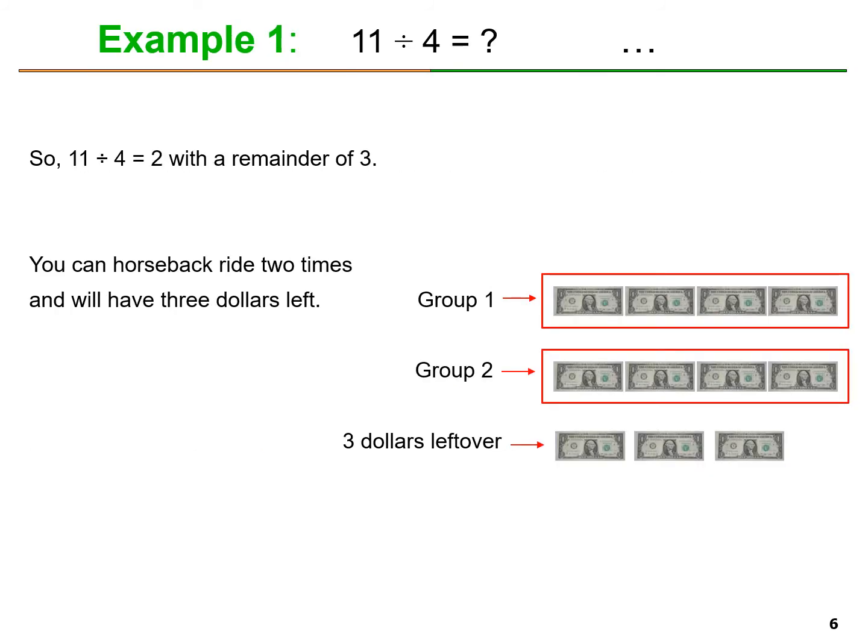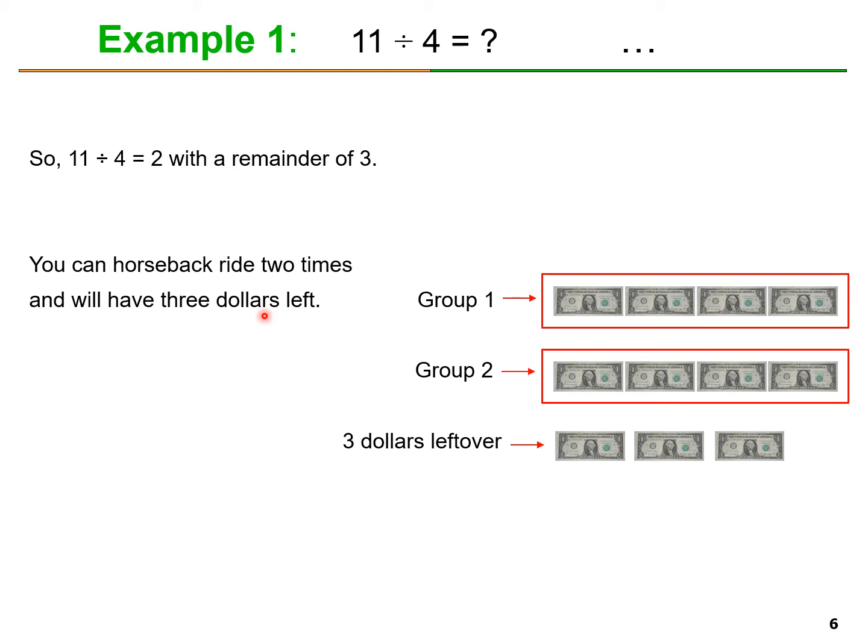So our remainder is 3. So 11 divided by 4 is equal to 2, and we have 3 items left over that would not be in a group. So 11 divided by 4 is 2 with a remainder of 3. So you can horseback ride 2 times and we'll have $3 left to buy something to eat or take home and give to your little brother or sister.